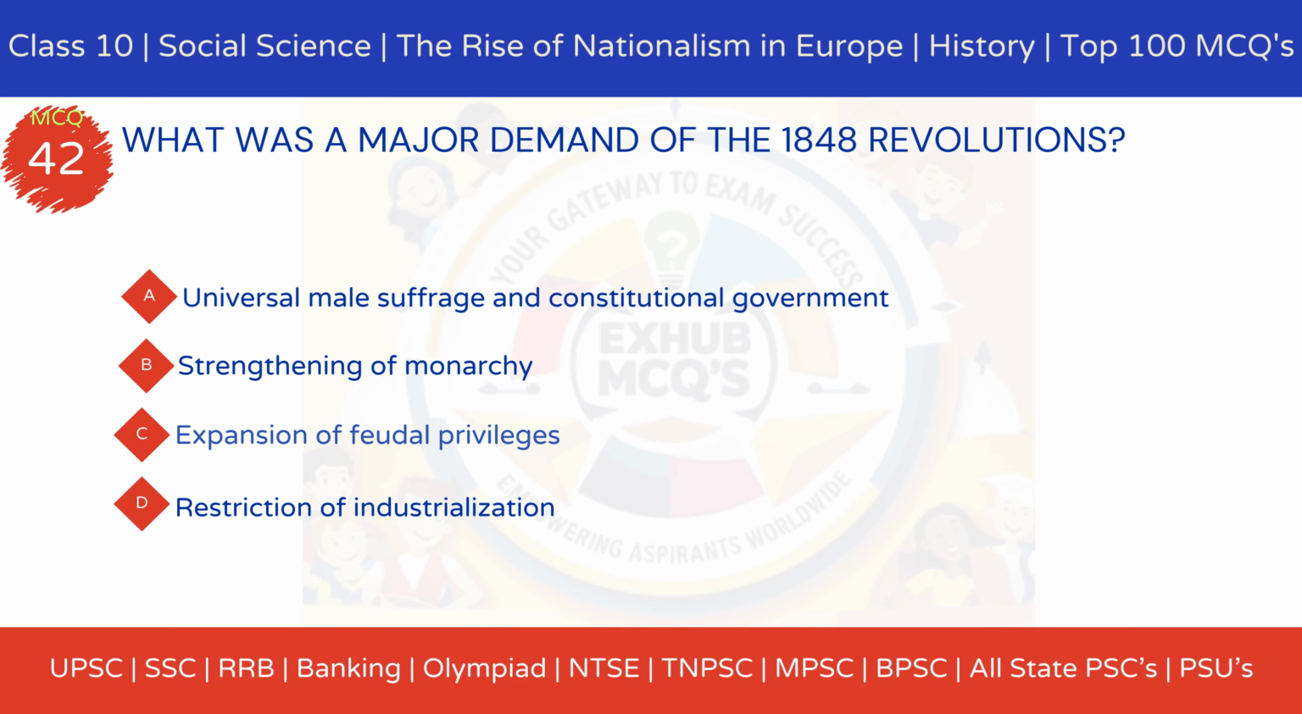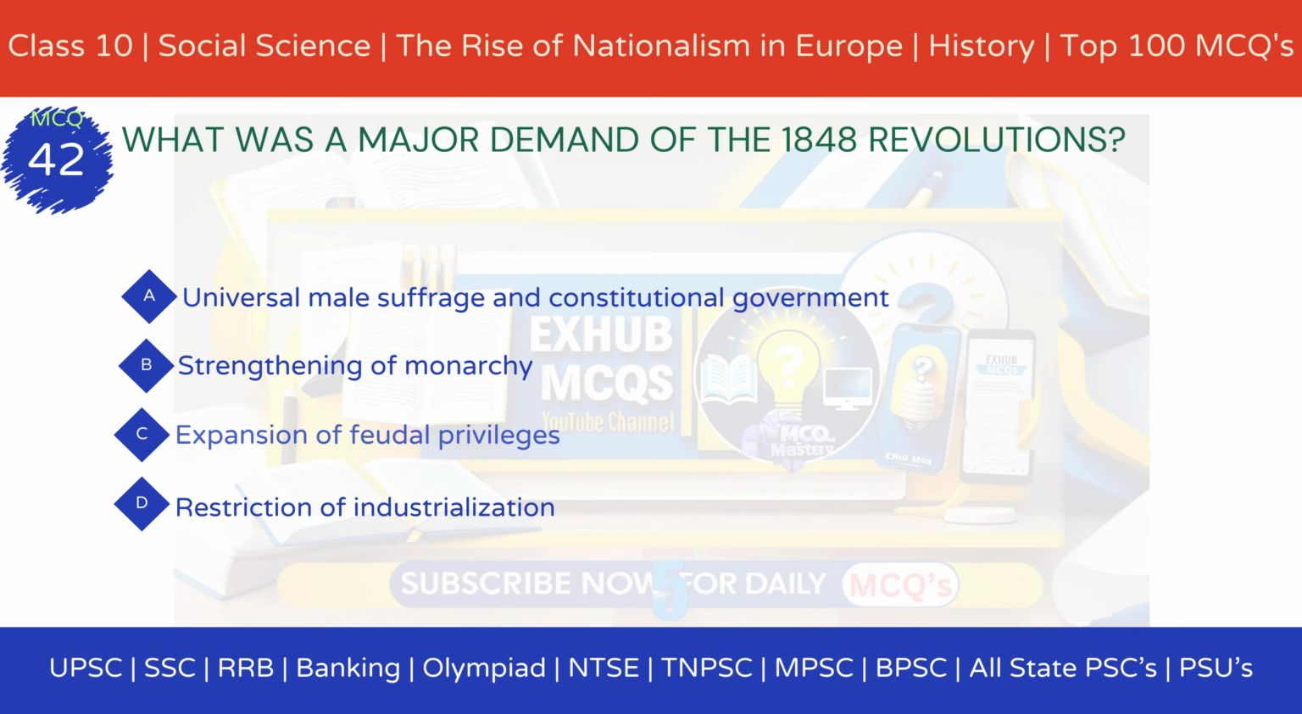MCQ 42. What was a major demand of the 1848 revolutions? Option A, universal male suffrage and constitutional government. Option B, strengthening of monarchy. Option C, expansion of feudal privileges. Option D, restriction of industrialization.